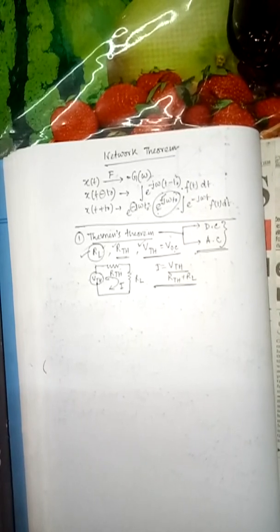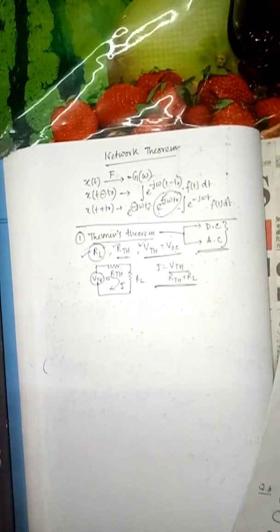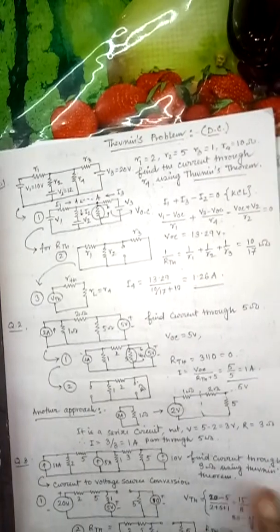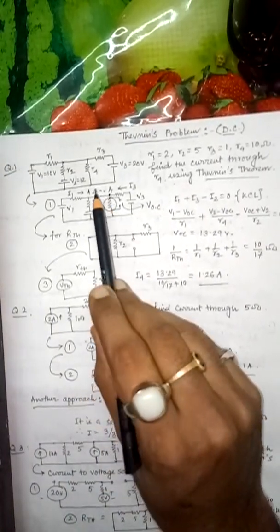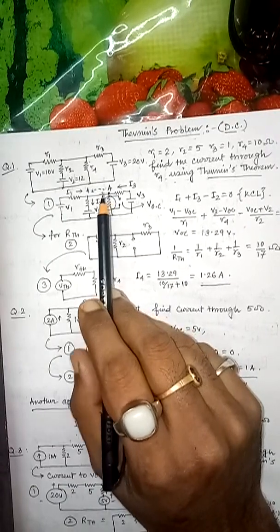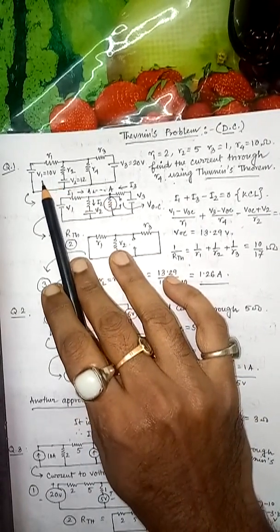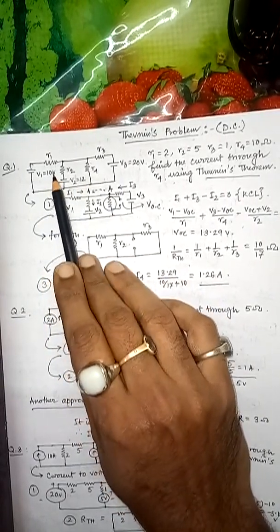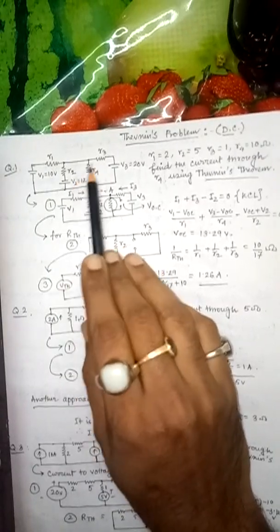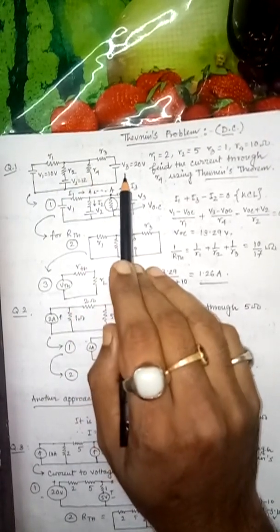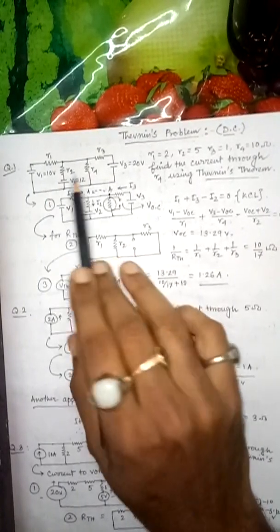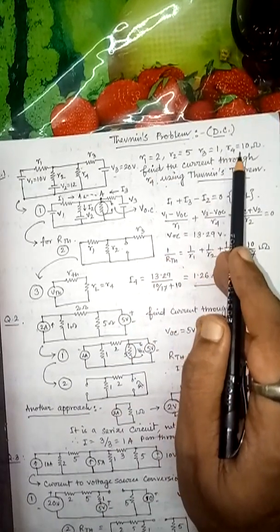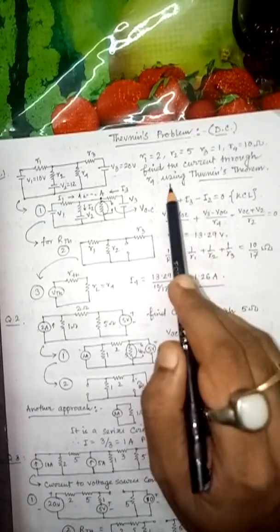For this reason I have done some workout previously. So see this. Here one particular circuit is given in which V1 is 10 volt. R1, R2 and R3, three resistances are there, and R4, the fourth resistance, and V3 is 20 volt. It is a bilateral circuit. The values are R1 equals 2, R2 equals 5, R3 equals 1 and R4 equals 10 ohm. Find the current through R4.